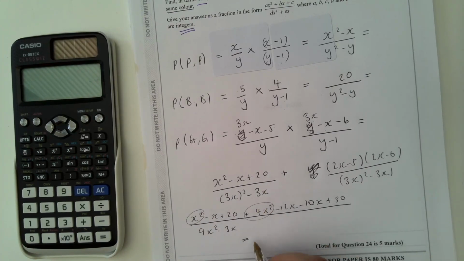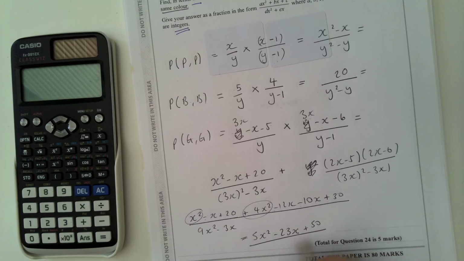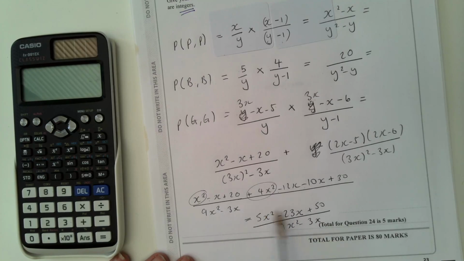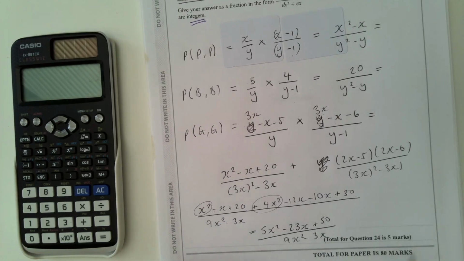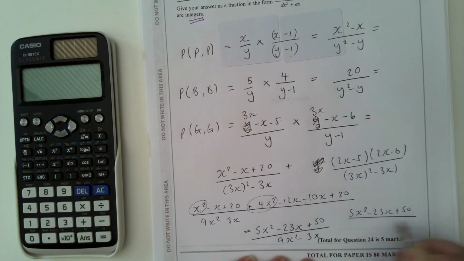So x squared plus 4x squared, 5x squared. Negative x, take away 12x is negative 13x. Take away 10x is negative 23x. 20 plus 30 is 50, all over 9x squared minus 3x. Okay, so we have x squared, x and a constant, x squared, x and a constant, and then we have an x squared and an x squared and an x. So let's just make that nice and clear on our answer line. There we go.